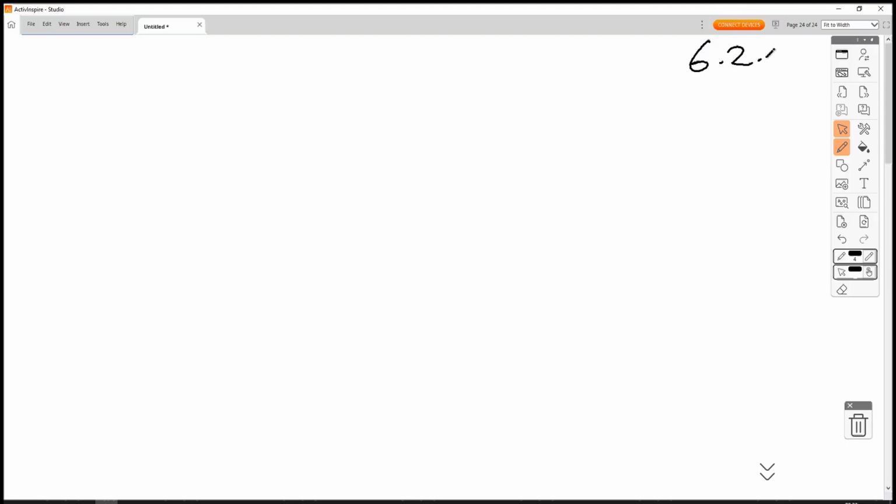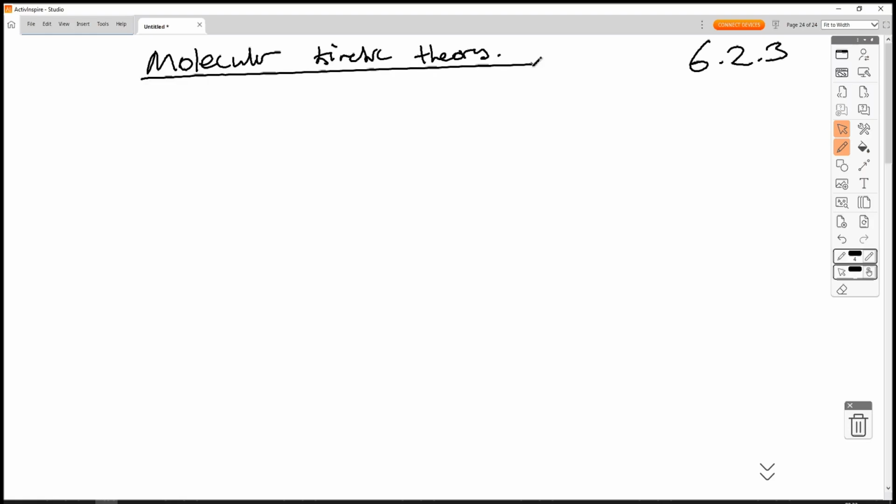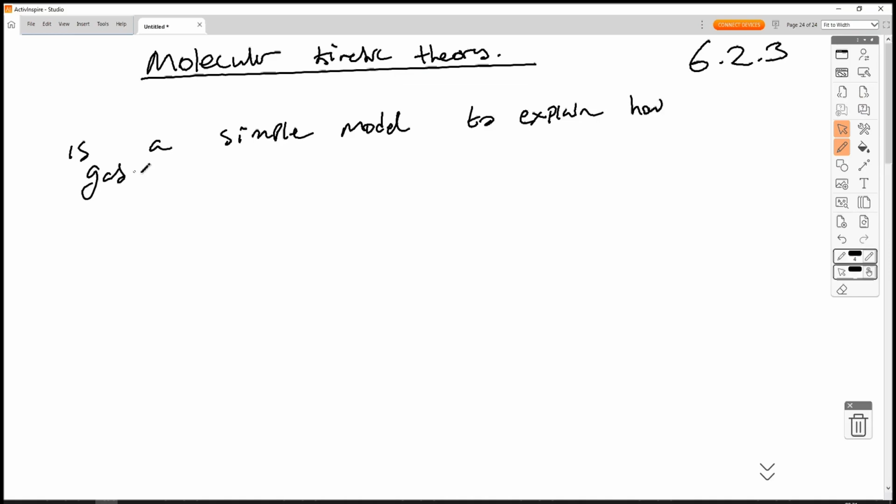This is 6.2.3, molecular kinetic theory. Now, the molecular kinetic theory is a simple model to explain how gas molecules exert pressure on the walls of a container.